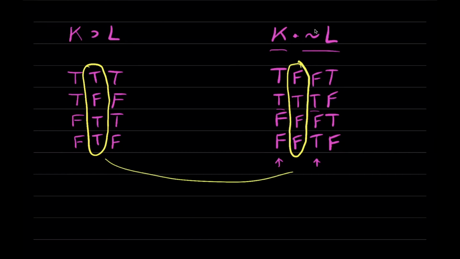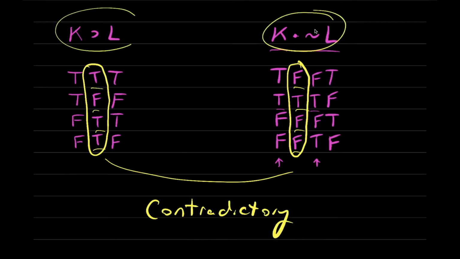Now, comparing these two columns, you can see that they're opposite of each other. When one is true, the other one's false. When one is false, the other one's true, all the way down. In all possible combinations, you have opposite truth values. So these two statements are contradictory. In other words, they're basically negations of each other. The statement on the right is the negation of the statement on the left and vice versa. That's why they have opposite truth values. They contradict each other. They can't both be true at the same time.